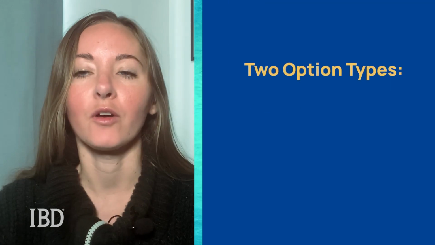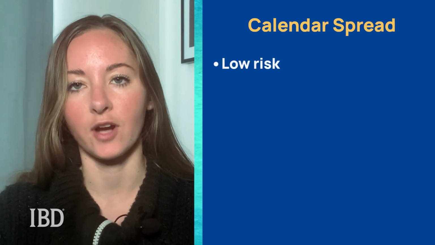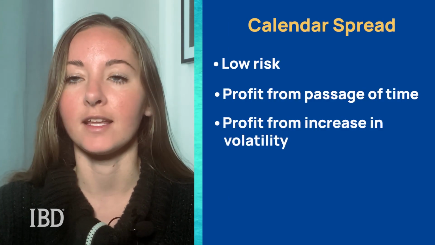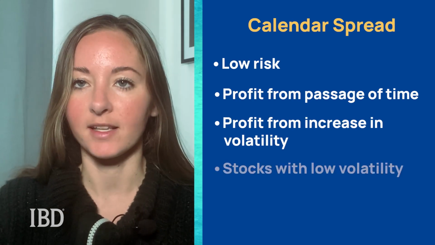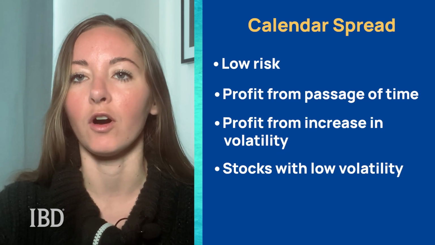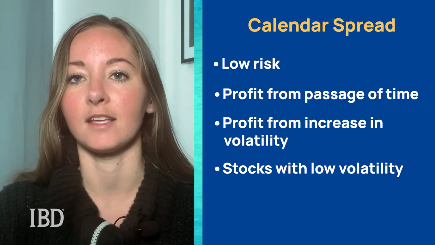As we know, there are only 2 types of options, calls and puts, and there are only 2 things that we can do with these options. We can buy them or we can sell them. A calendar spread is a low-risk strategy that profits from the passage of time and an increase in implied volatility. It's best to find stocks that have lower implied volatility relative to the overall market at the time of initiation, and then profit off an increase in volatility.